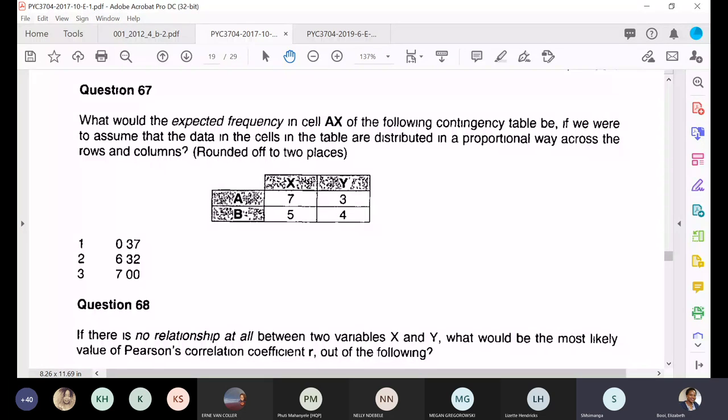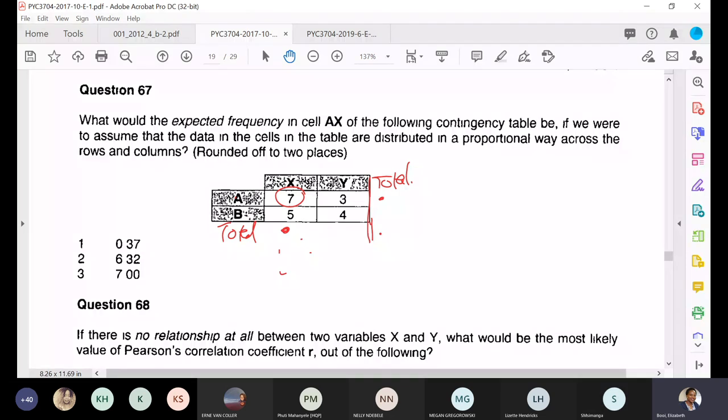67. What would be the expected frequency in cell AX? What is the expected frequency for the following contingency table? And I'm not going to read the whole sentence. So calculating the expected frequency, we say row total. Let me not write it there because you need to create the totals. So while I'm writing the formula, have the courtesy of completing the table and writing the totals. I want the total for year and the total for day and the grand total.